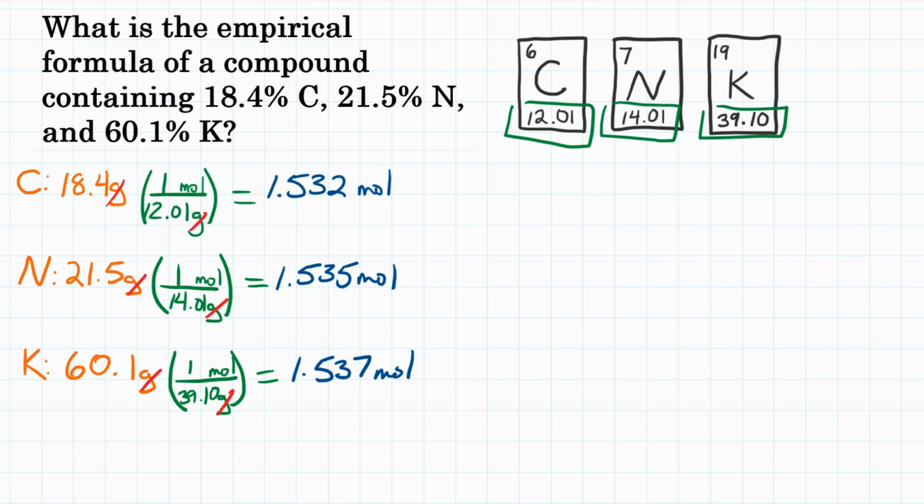Before we do the next step, looking at these three numbers, they're all pretty much the same number. They're very similar. That tells us that this is probably a 1-to-1-to-1 ratio. In this formula, the subscript of each of these elements should be the same. Since those are the only three elements in this formula, they should all be 1-to-1-to-1. But just to make sure, let's do the math.